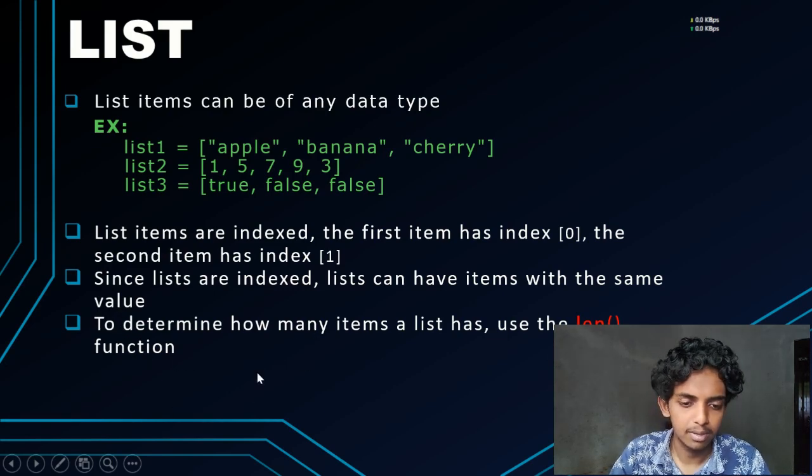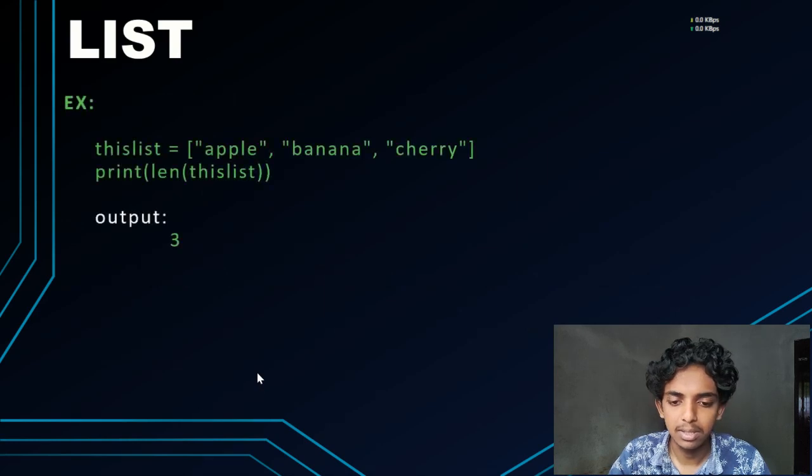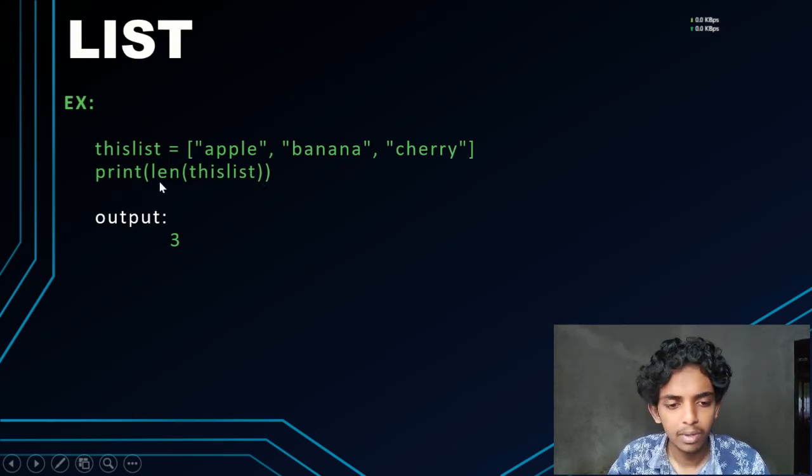So here is an example. This list is apple, banana, cherry. Here are 3 strings. So print the length of this list. This will print the length of the list. It's 3. The next one is tuple.